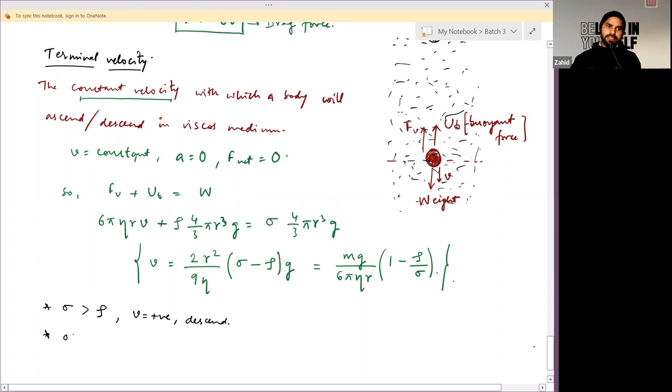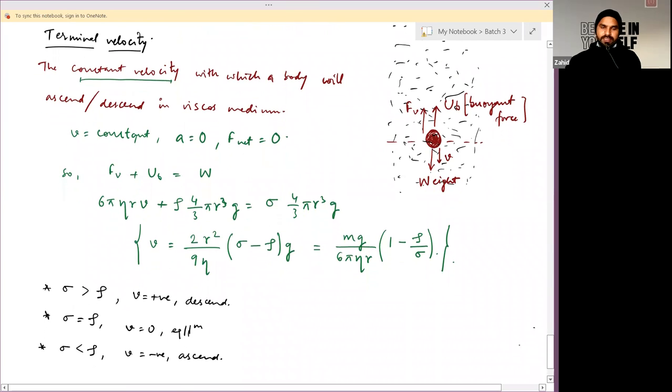If sigma is equal to rho, the difference of these two terms will be zero. It means it will remain at its equilibrium position. And third, if sigma is less than rho, V will be negative, so it will start ascending. There is a graph related to this.